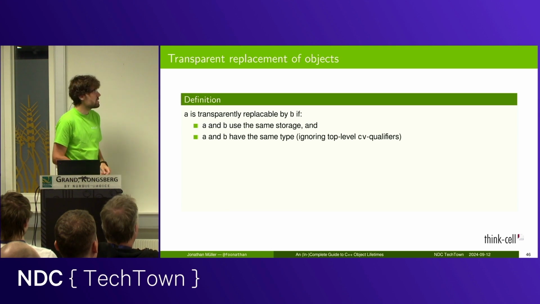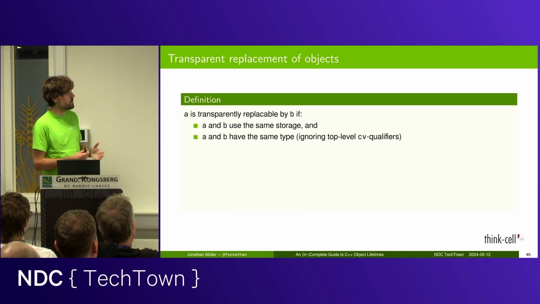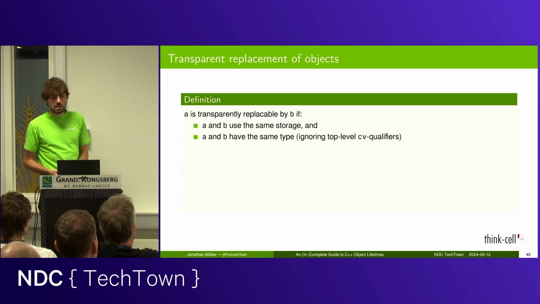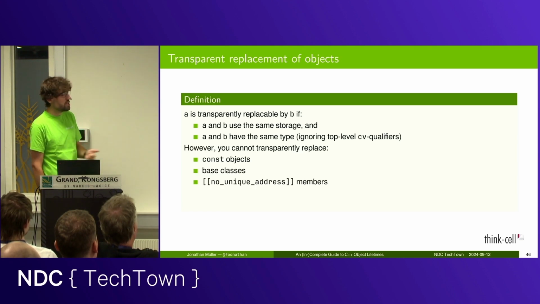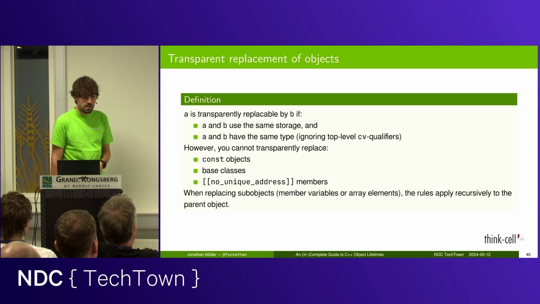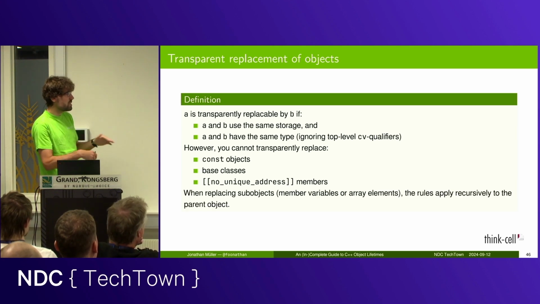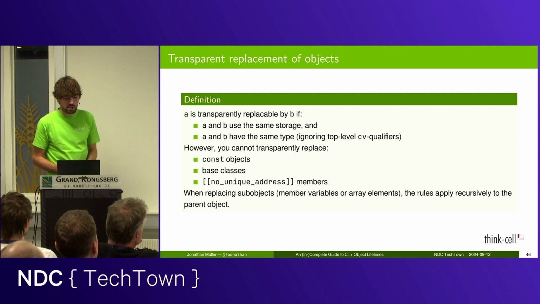And this is the definition. A is transparently replaceable by B if A and B use the same storage, which makes sense, and if A and B have the same type. And then there are three edge cases. Const objects cannot be transparently replaced, base classes, and no unique address members. And then when we talk about sub-objects like member variables, it applies recursively to the parent object.